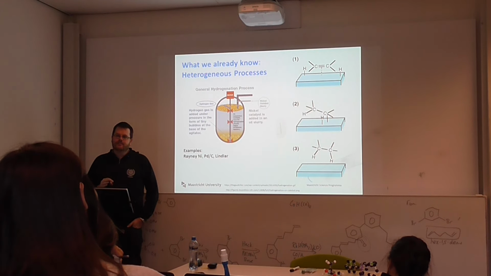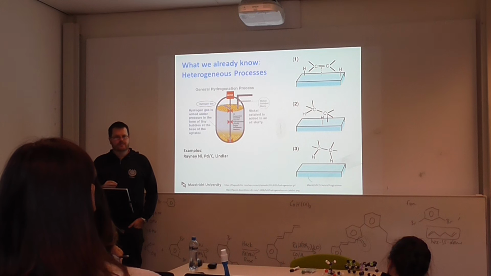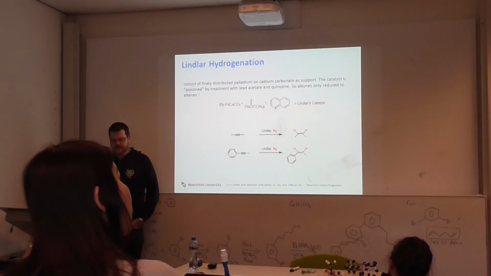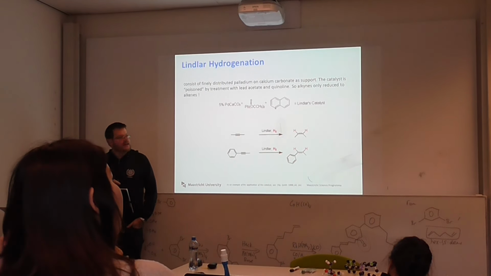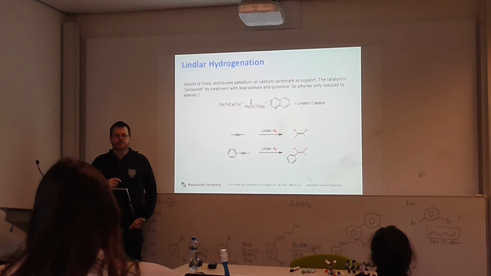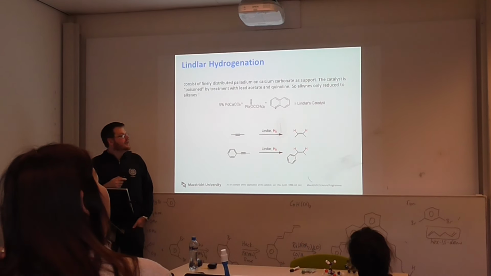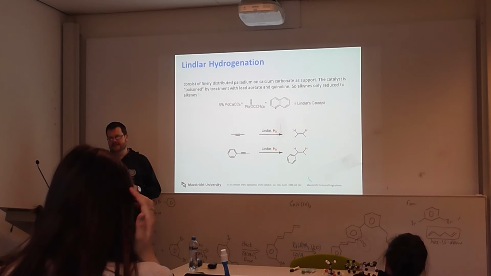I would say up until the early 1960s, hydrogenation was a process that was exclusively carried out by heterogeneous systems, okay? And like you just mentioned, one of these very interesting systems is the so-called Lindlar hydrogenation. The mechanism of this hydrogenation is in fact to date not fully understood, but it involves some sort of poisoning of the catalyst surface by taking essentially palladium, which is supported on a calcium carbonate surface, and adding quinoline and lead acetate to it.